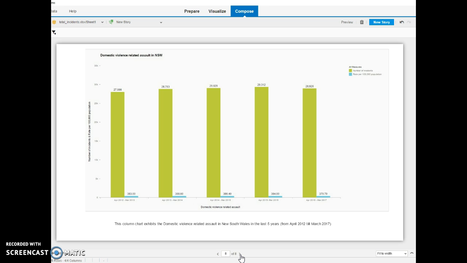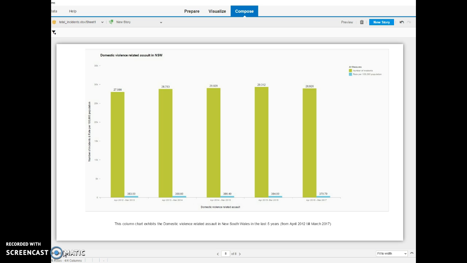Finally, the number of incidents of related assault in New South Wales remained constant in general between 2012 with 38.3% and March 2017 with 37.97%.